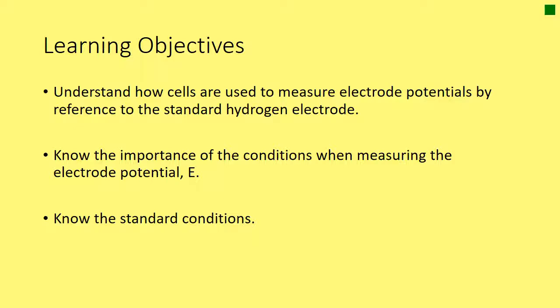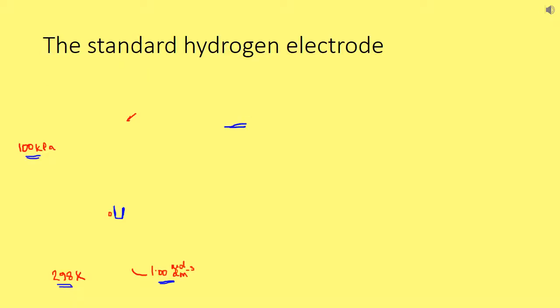And secondly, we need to know the importance of the conditions when measuring the electrode potential, and we need to know what the standard conditions actually are: what temperature, what pressure, what concentration make up these standard conditions. So that's what we're going to do in this video lesson. Let's start.